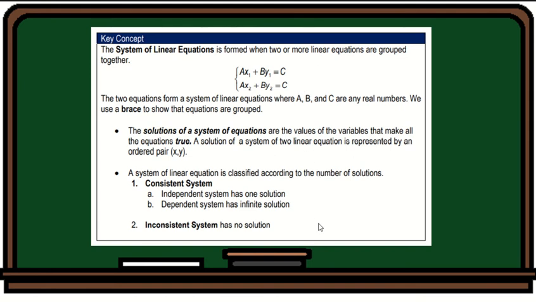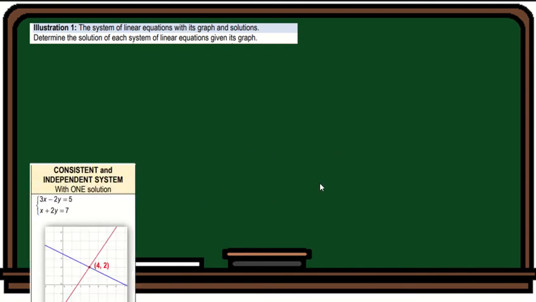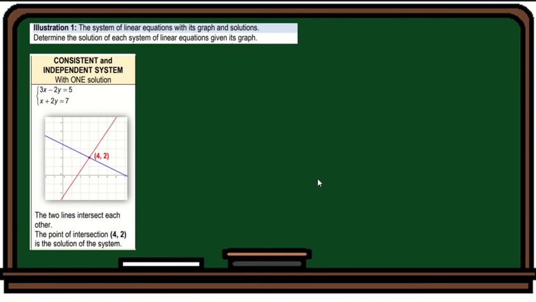So let's have an example, for the system of equations, its graph and its solution. In this part, we will differentiate each system. First, we have the consistent and independent system. This system has only one solution. For example, we have 3x minus 2y equals 5 and x plus 2y equals 7. If you are to graph this system, the graph is intersecting lines, or the two lines intersect each other.